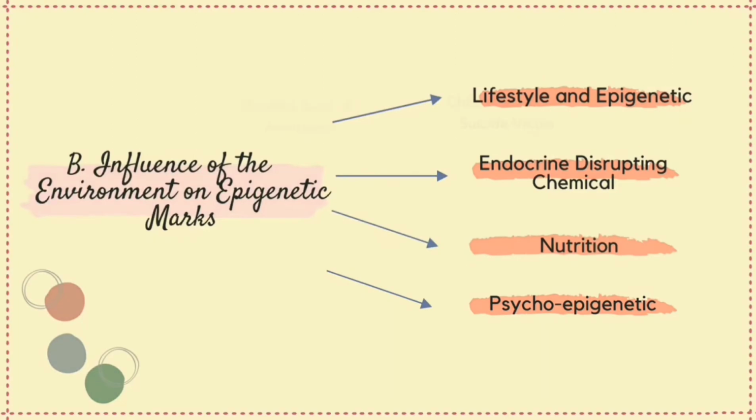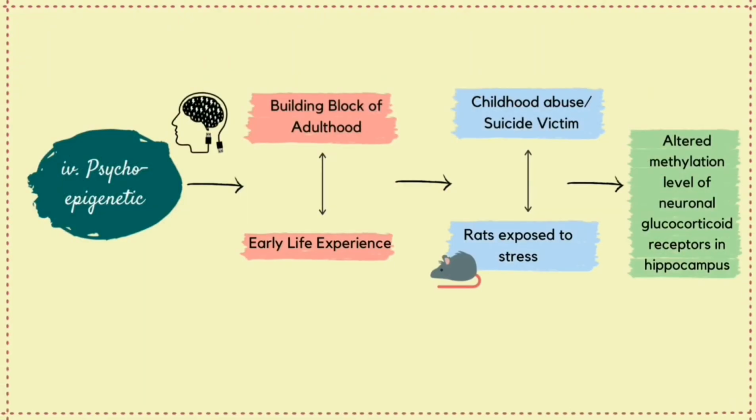Psychoepigenetics. Early life experiences are perceived as the building block for adulthood, so childhood abuse or suicide victims experimentally, by exposing the rats to stress, may result in alterations of methylation levels of neuronal glucocorticoid receptors.